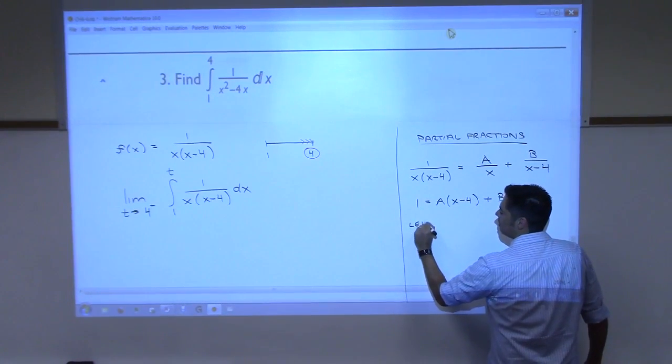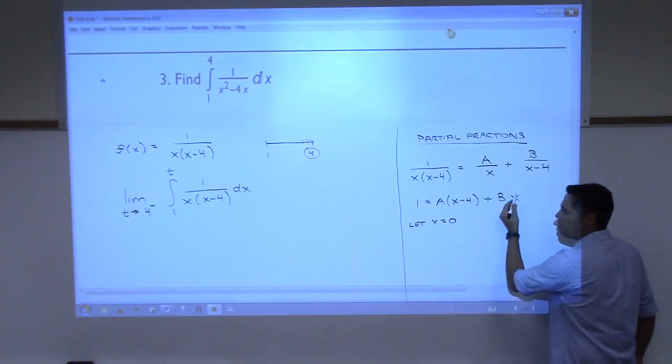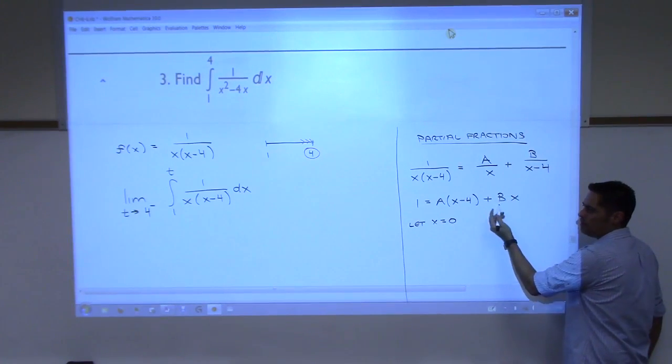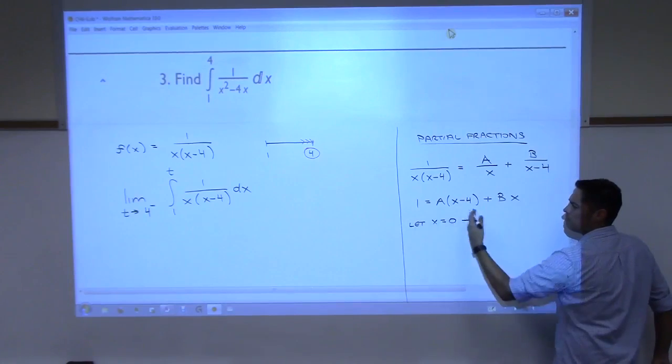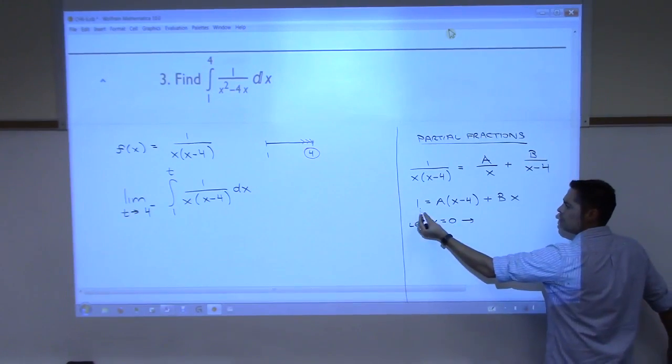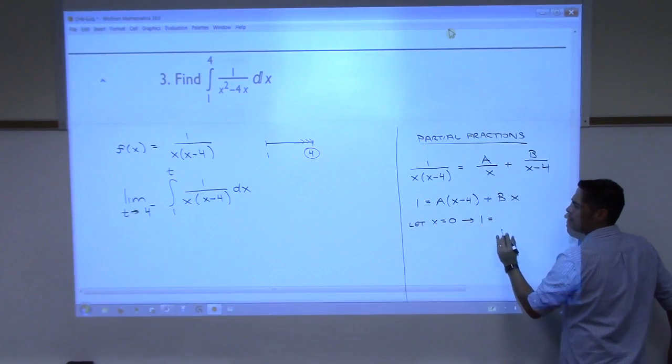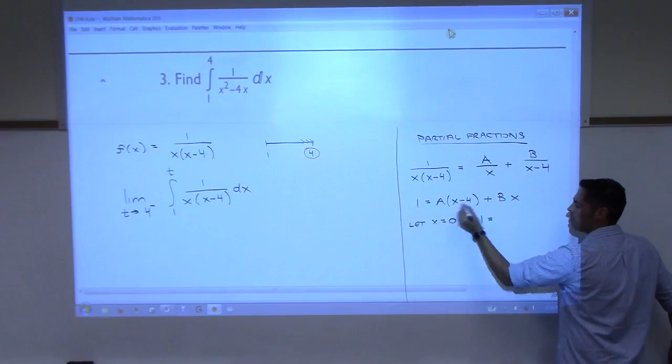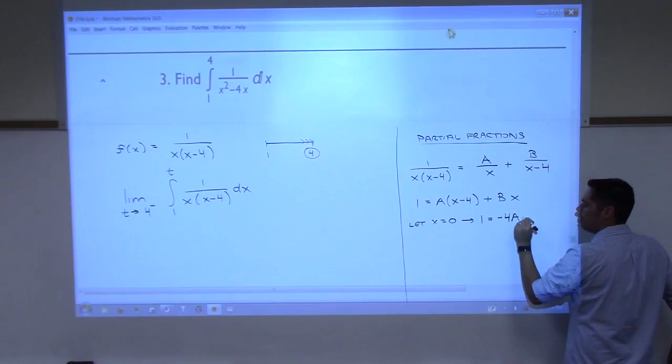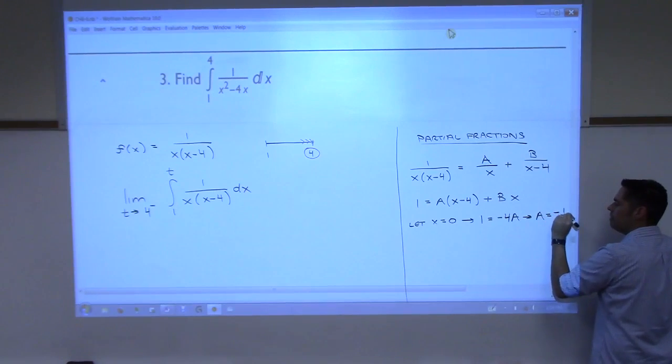So I'm going to do a shortcut. I'm going to first let x be 0. That'll kill off this term. So if x is 0, what equation comes out? You get 1 equals, right? X is 0, so negative 4 times a, you get negative 4a. And that means a is negative 1/4.